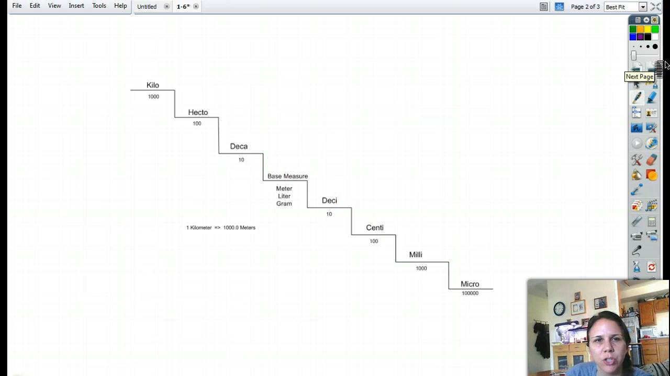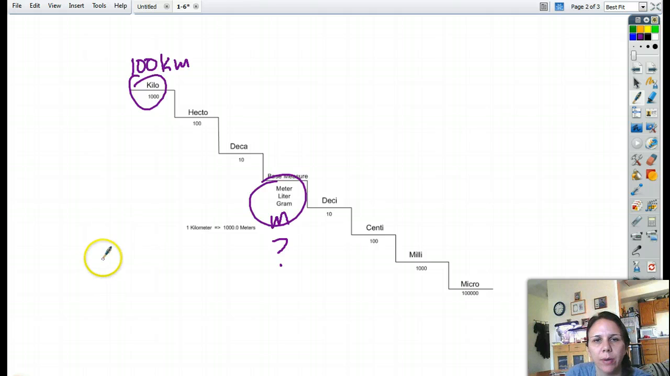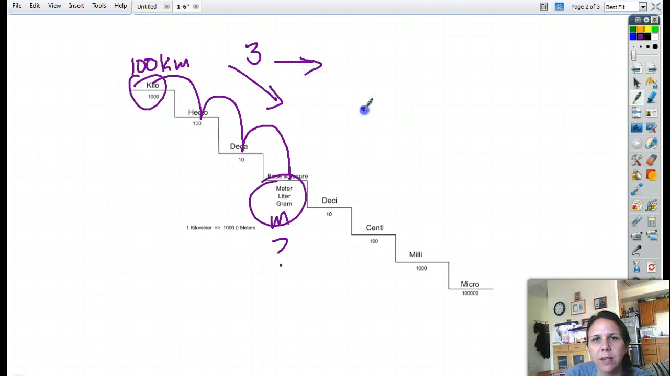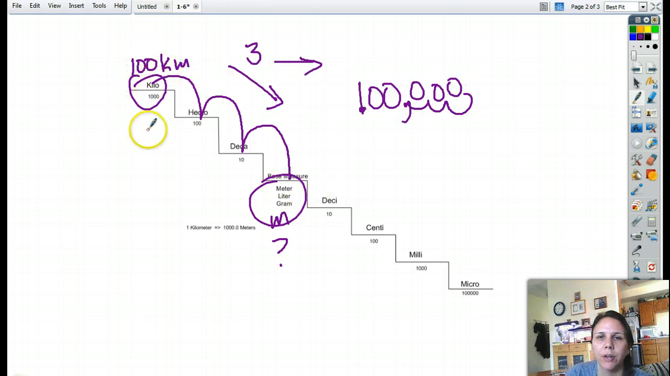And then one more just for real simplicity's sake. I have 100 kilometers. How many meters is that? So try that one out. Look at where you're starting and where you're ending and what direction you're going. If you need to pause me, pause me. If not, follow along. 1, 2, 3. So I'm going down 3, so that means 3 to the right. So my 100, the decimal's here. So I'm going to go 1, 2, 3. So that's 100,000 meters are in 100 kilometers. Pretty simple, huh? I like that one.